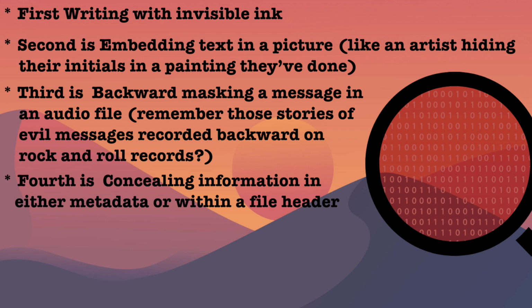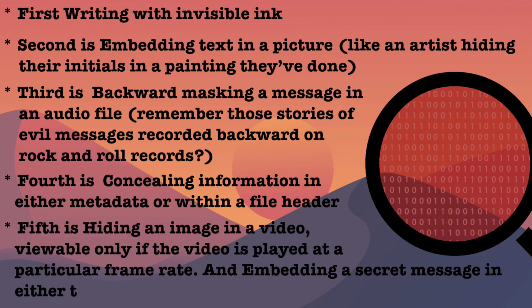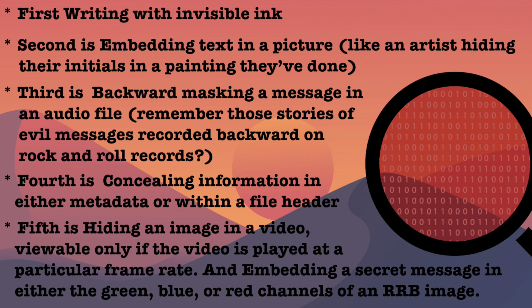Fifth is hiding an image in a video, viewable only if the video is played at a particular frame rate, and embedding a secret message in either the green, blue or red channel of an RGB image. So these are the various examples of image steganography.